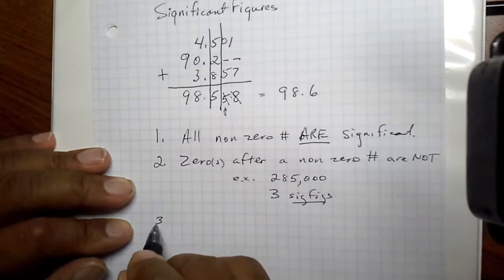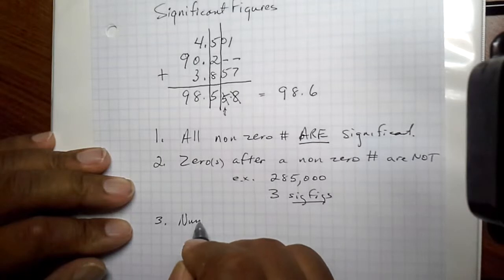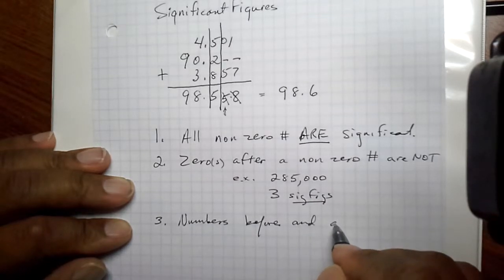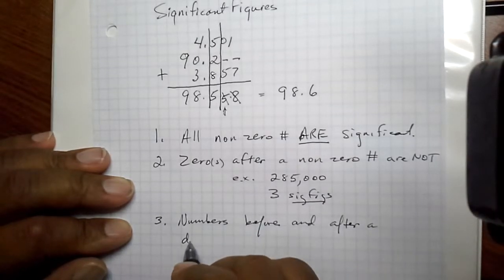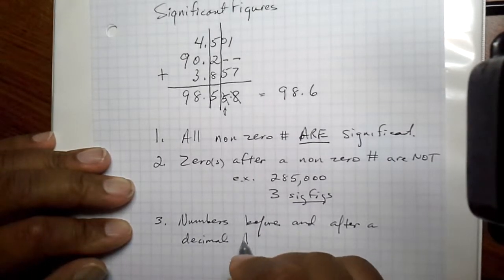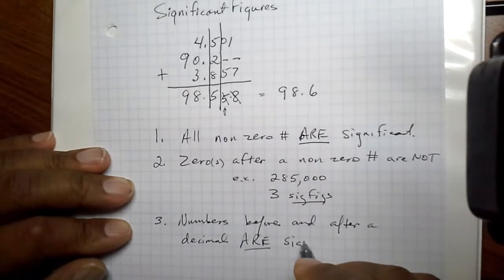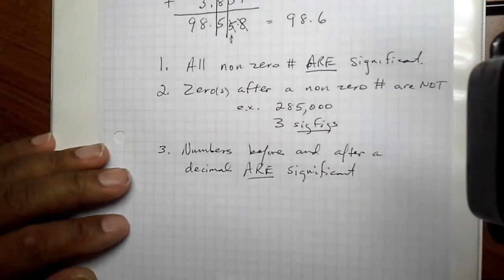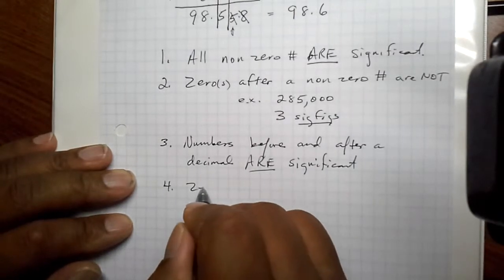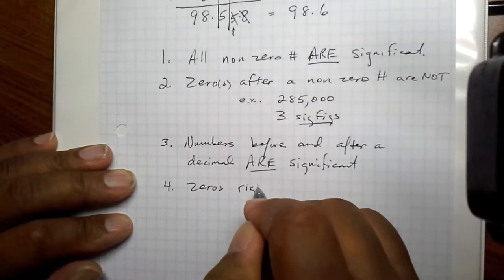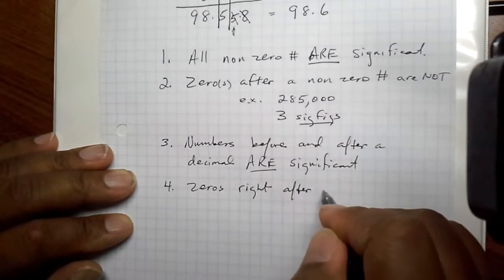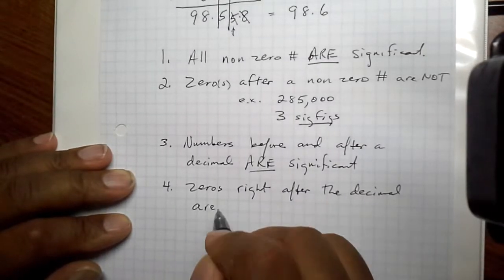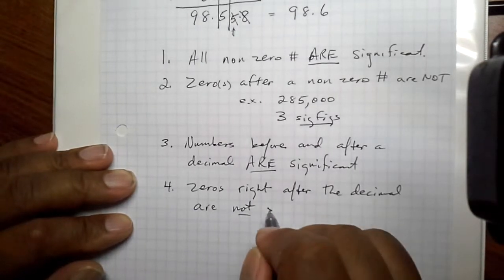Alright, the third rule is that numbers before and after a decimal are significant. Okay. And the fourth rule here is that zeros right after the decimal are not significant.